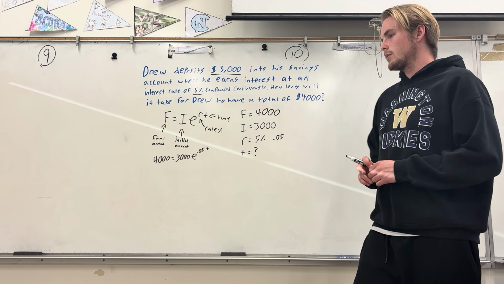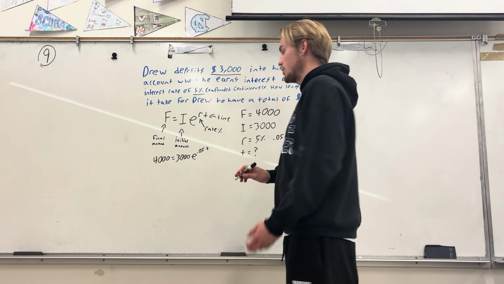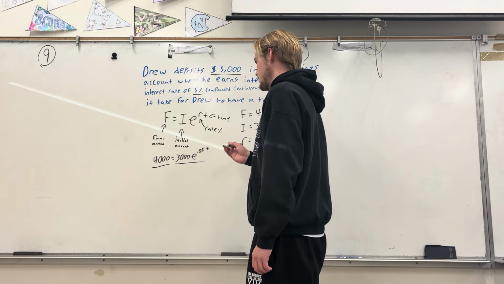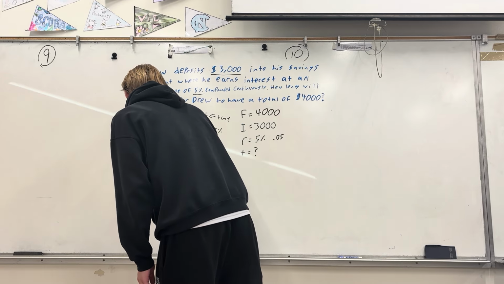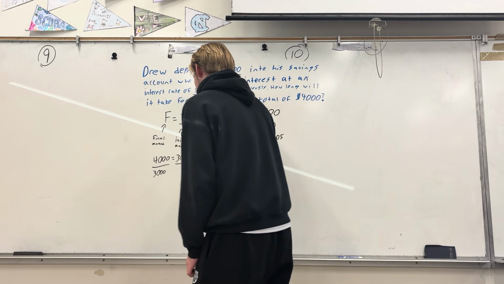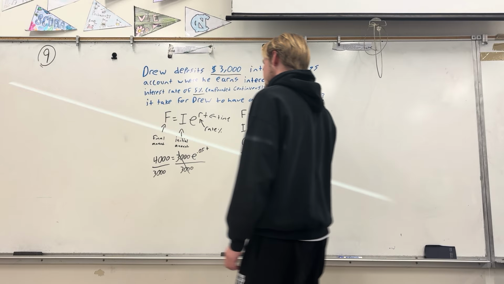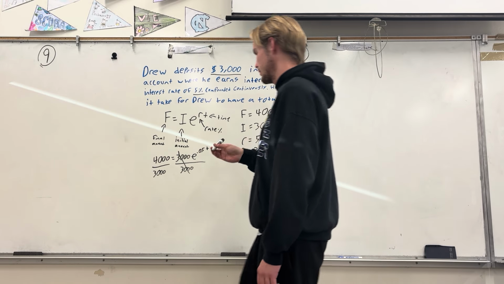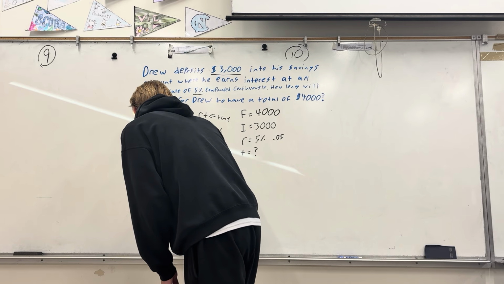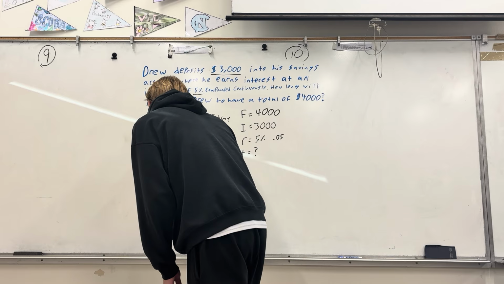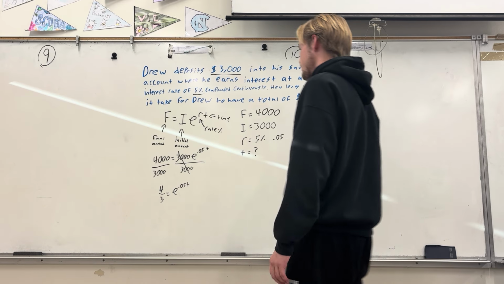So how we do this, the same steps as we did in the last video. We want to move this 3,000. How do we get rid of this 3,000? We got to divide both sides by 3,000. These cancel out. We're left with 4 over 3 equals e to the power of 0.05 t.